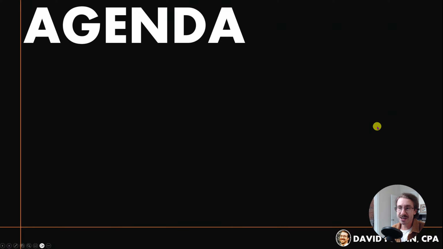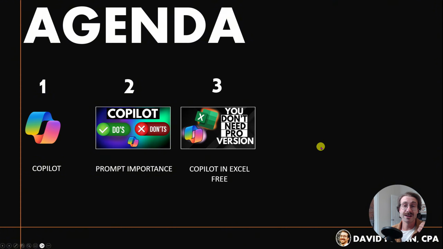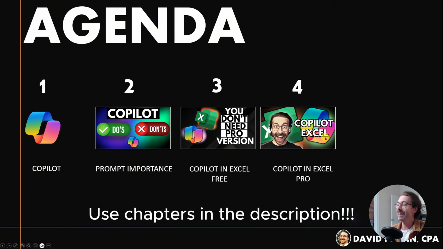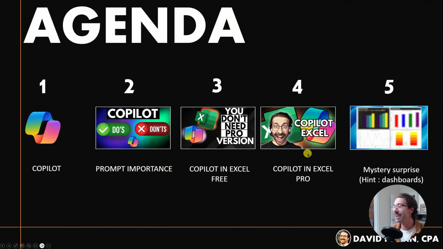In today's video, what we're going to go over is, first, I'll talk to you about Copilot and how it differs from ChatGPT and how you can use Copilot in different Microsoft apps. Then I'll tell you why and how it's important to prompt. And then I'll show you what you can do in Copilot in Excel for free. And then what you can do in Copilot in Excel with the Pro version. And then I'm reserving a mystery surprise, so we're going to have a look at dashboards with AI later in this video.